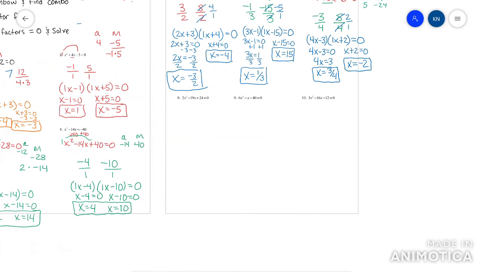Moving right along, number 8. It's equal to 0 already, so you can just rainbow multiply. So this thing has to multiply to be 48. It has to add up to be negative 19. The combo of numbers that's going to do this is negative 16 and negative 3. Put them over your a value of 2. You have to reduce.